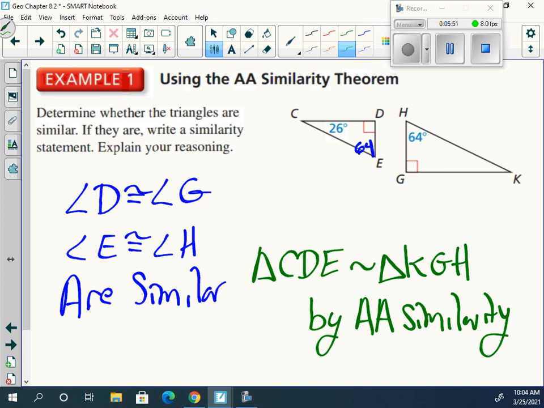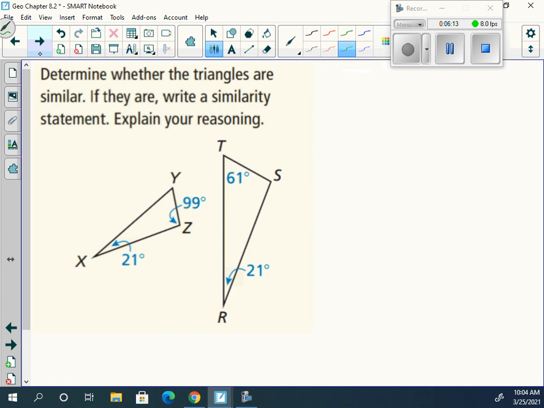Do we know any other ways to show that they're similar? Not too much, I mean, besides all the sides being proportional. But if we want to use this shortcut, we need two angles that are congruent, and that's the only shortcut we know thus far. Any questions on this here? All right, let's look at this one here.